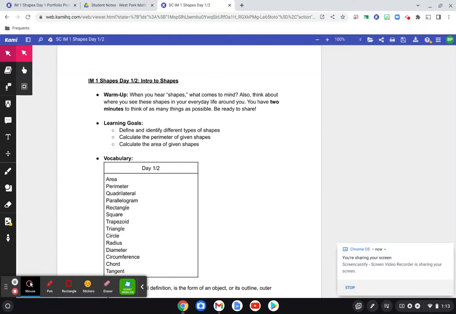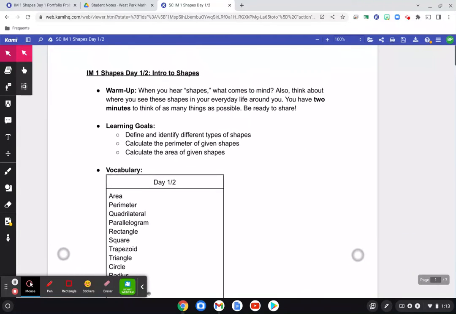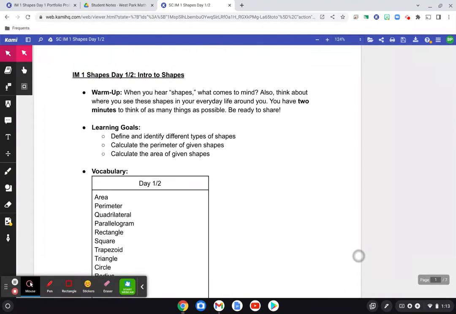Alrighty, welcome to the first set of notes for shapes. We spent 2 days in class working on this. The warm-up here, we just discussed where we see shapes. We looked around the classroom. We discussed where we see them in their everyday lives.